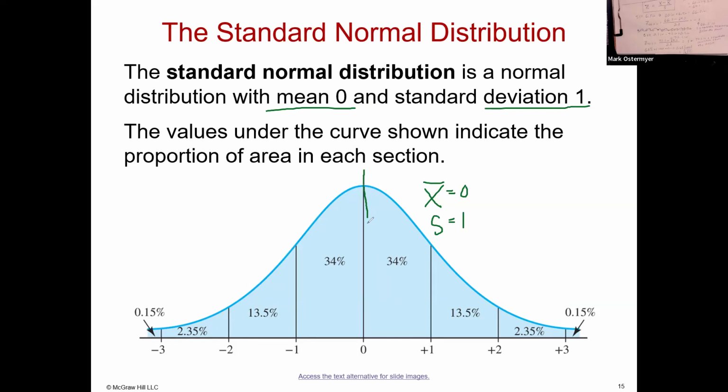So you can see right here that this is your mean, X bar is equal to 0. And you can see that this is 1 standard deviation above your mean, 1 standard deviation below your mean. Good. So that's what distinguishes the normal distribution from the standard normal distribution: the mean and the standard deviation.